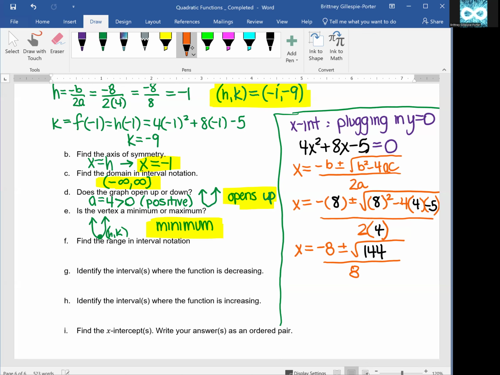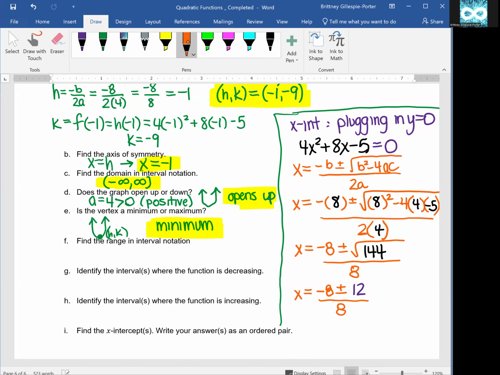And then take the square root of 144 in your calculator. If it gives you a decimal, that means that you need to simplify using factor trees. If it gives you a nice whole number, yay, no more radical. When we take the square root of 144, we get 12, and it's a nice whole number, which means that we do not have a radical anymore. So we have negative 8 plus or minus 12 all over positive 8.